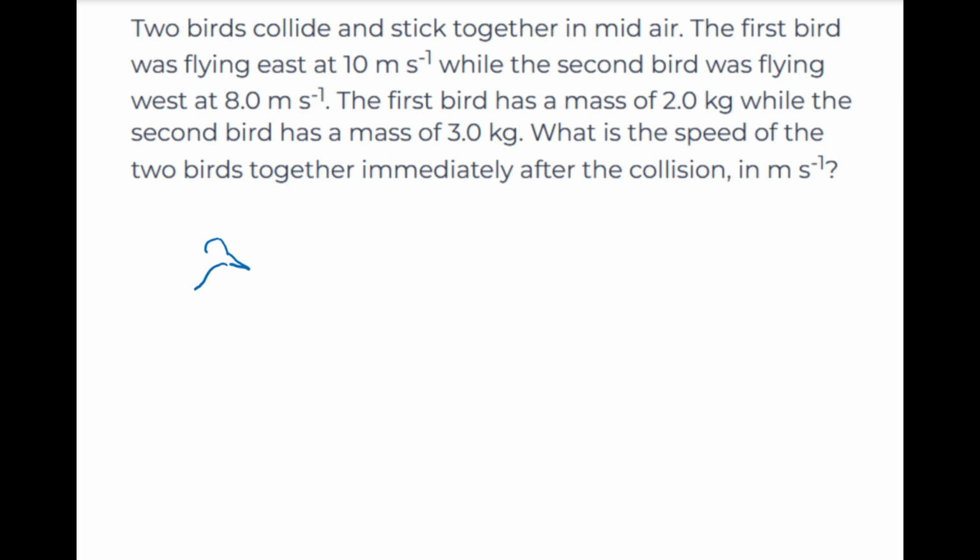Again, there are 2 objects in this question, so bird 1 will have the following variables. Mass m1 equals 2.0 kilograms and initial velocity v1 initial equals 10 meters per second.